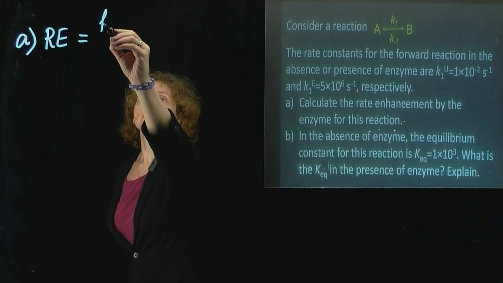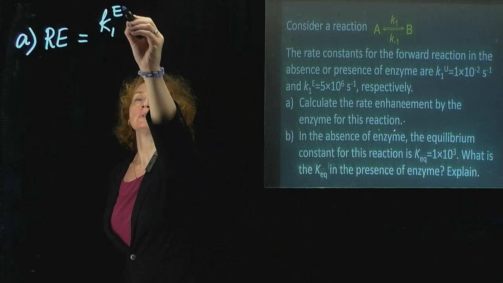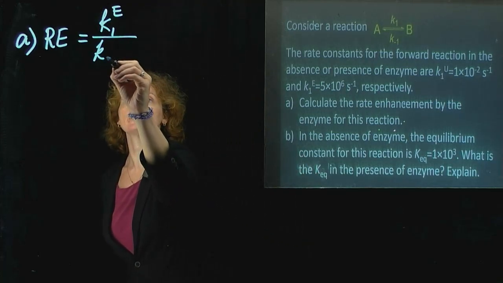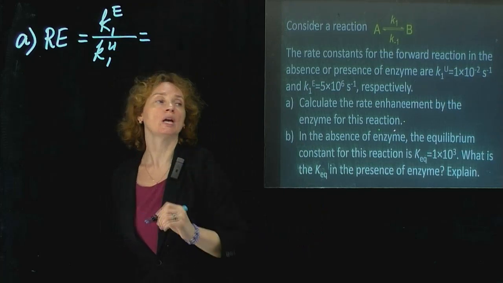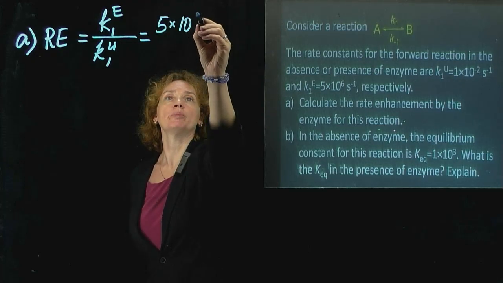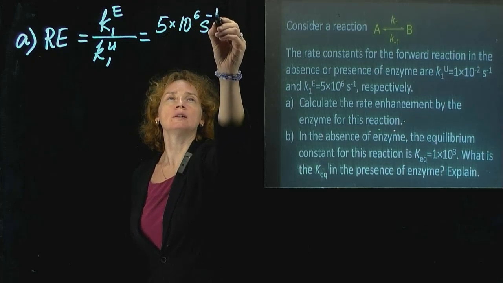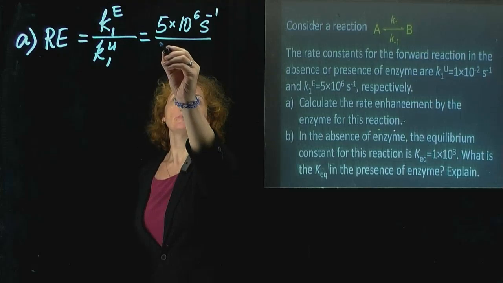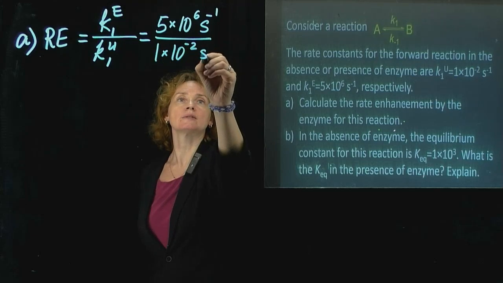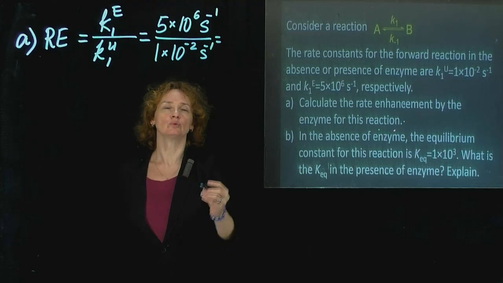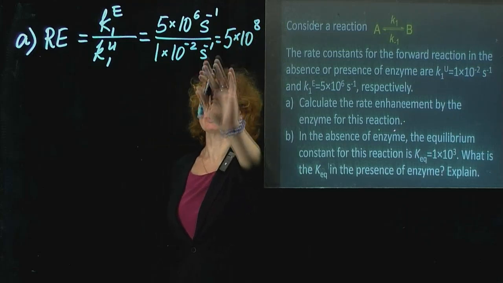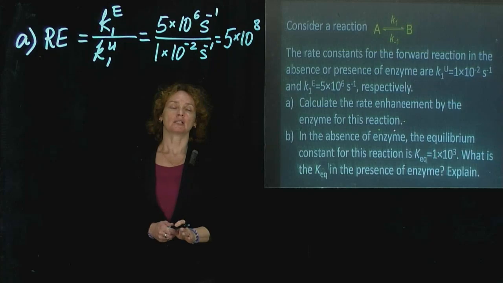So we will have the rate for the enzymatic reaction in our numerator divided by the rate of the forward reaction in the absence of the enzyme. And in this particular case, we will have 5 by 10 to the power of 6 inverse seconds divided by 1 by 10 to the minus 2 inverse seconds. And it will be equal to 5 by 10 to the 8th. Of course, unitless, because inverse seconds will be cancelled out.